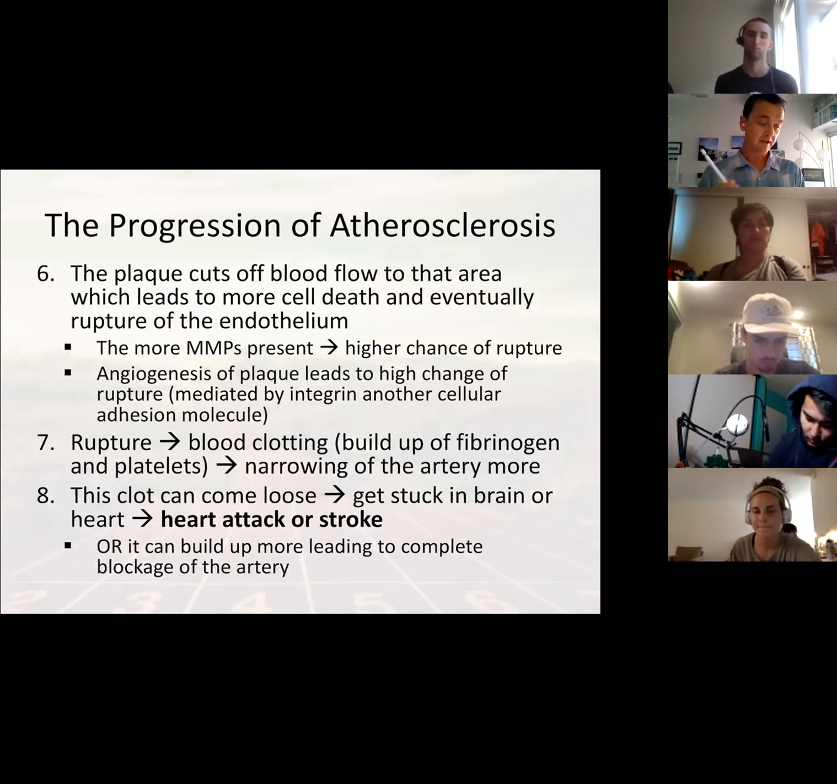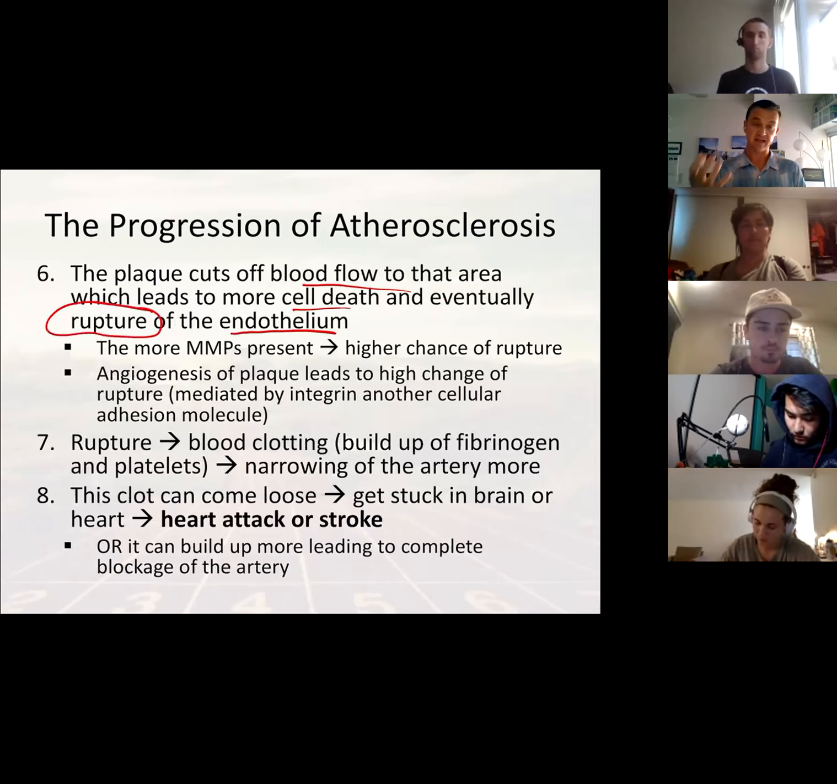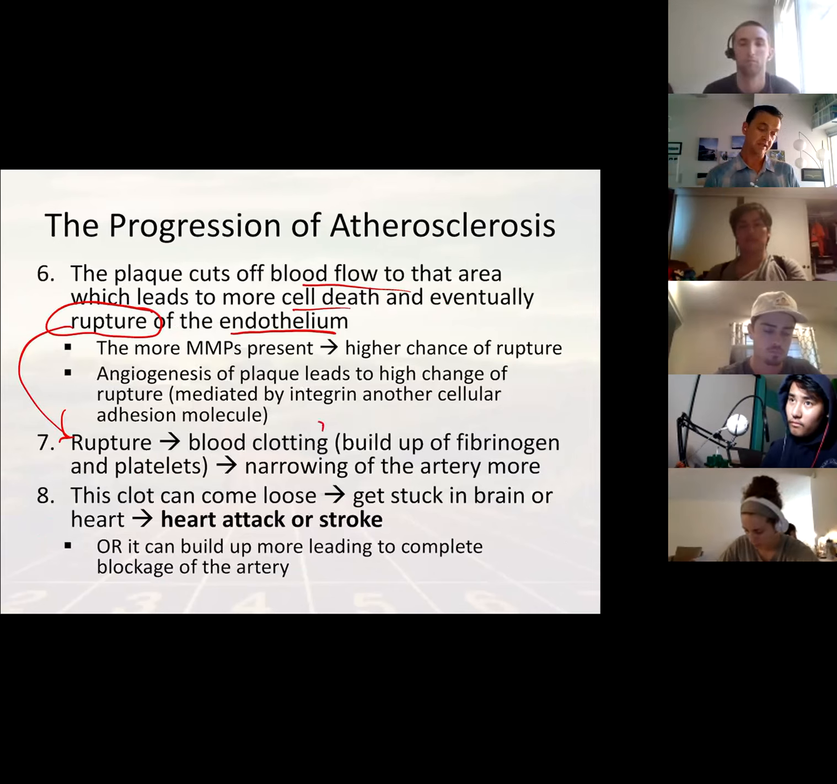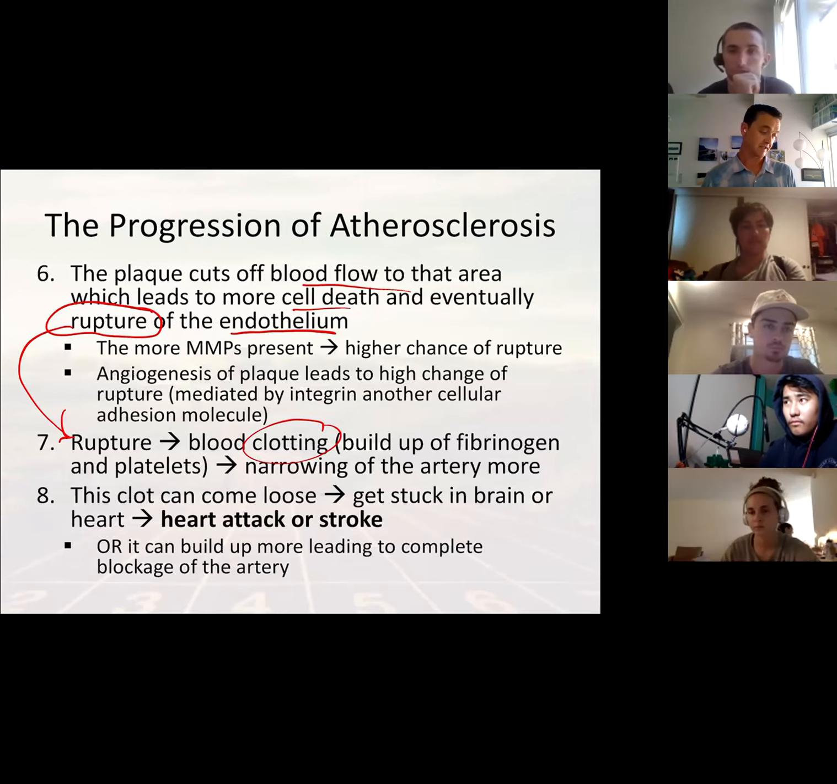That plaque can either cut off blood flow to that area, okay, which can lead to more cell death, but then more likely what's going to happen is the endothelium actually ruptures, because that plaque makes the blood vessel unstable, the endothelium can rupture, okay, and then we get a blood clot, right? That blood clot can either just stick right there where it's at, block off blood flow downstream, which will cause a heart attack or stroke, or it can break off and just start rolling down the blood vessel until it gets to one that's small enough to get caught, and then it's stuck, right? And that's how we get the heart attack or stroke.